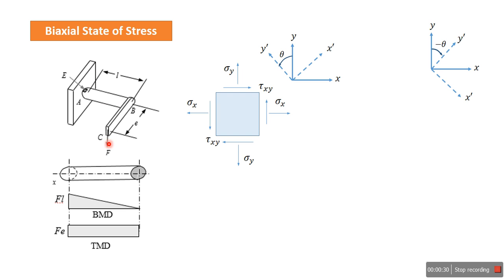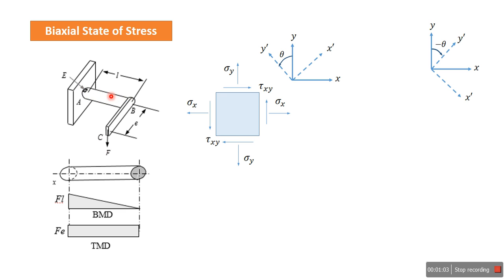So in this figure, load F is applied and we are interested in finding out the state of stress at any point on this member AB. If we consider point E, then we find that this load F induces bending and twisting at this point E. Bending is because of the bending moment produced by this transverse load F, and the bending moment at this point is F into L.